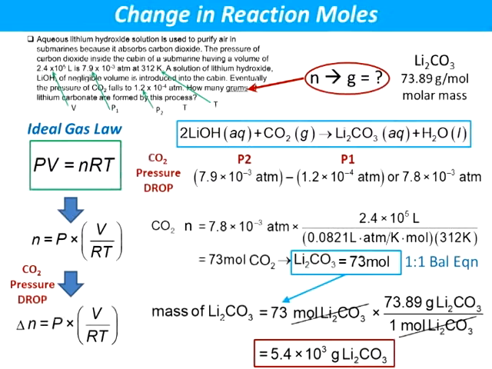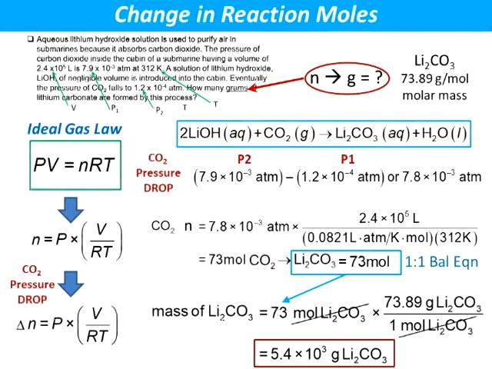So to find the mass of lithium carbonate, we take the 73 moles of lithium carbonate and we carry out a standard conversion to grams of lithium carbonate by using 73.89 grams lithium carbonate per 1 mole of lithium carbonate, which is the molar mass, and we obtain 5.4 times 10 to the 3 grams of lithium carbonate.